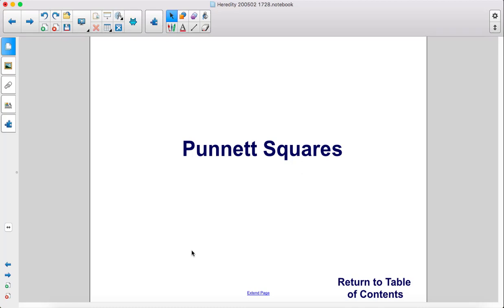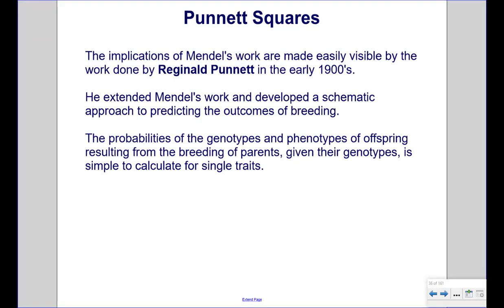Punnett Squares. The implications of Mendel's work are made easily visible by the work done by Reginald Punnett in the early 1900s. He extended Mendel's work and developed a schematic approach to predicting the outcomes of breeding. The probabilities of the genotypes and phenotypes of offspring resulting from the breeding of parents, given their genotypes, is simple to calculate for single traits.